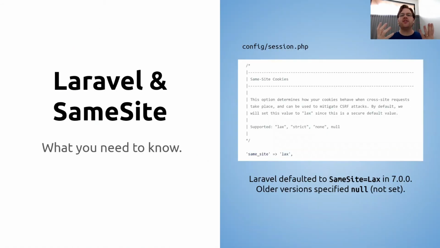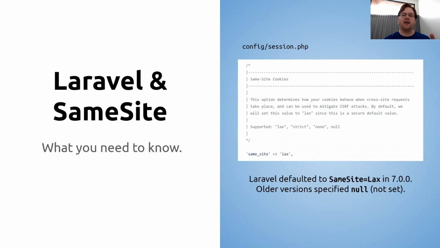So how does this relate to Laravel? How does Laravel implement same site? And it's pretty easy. In Laravel, in the config file, in the session config file, I should say, you've got the same site key down in there. And you can set that to whatever value you'd like to set all of your cookies to. So anytime Laravel creates a cookie, it will use this as the value for same site. By default, in version 7 and above, it's set to Lax. In versions before that, it was set to null, which means it wasn't set at all.